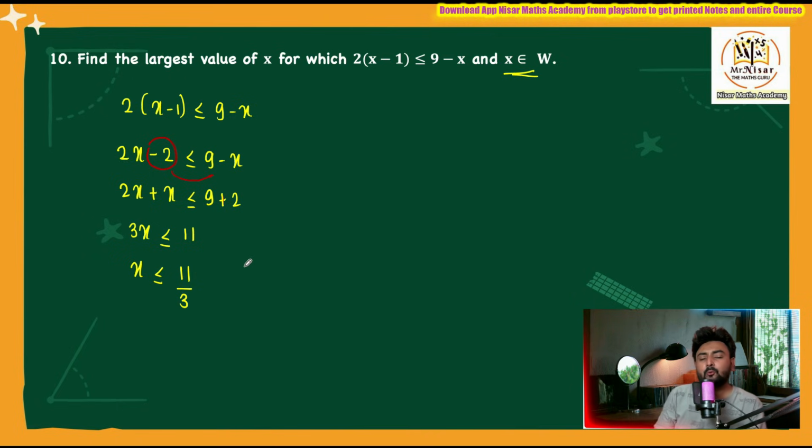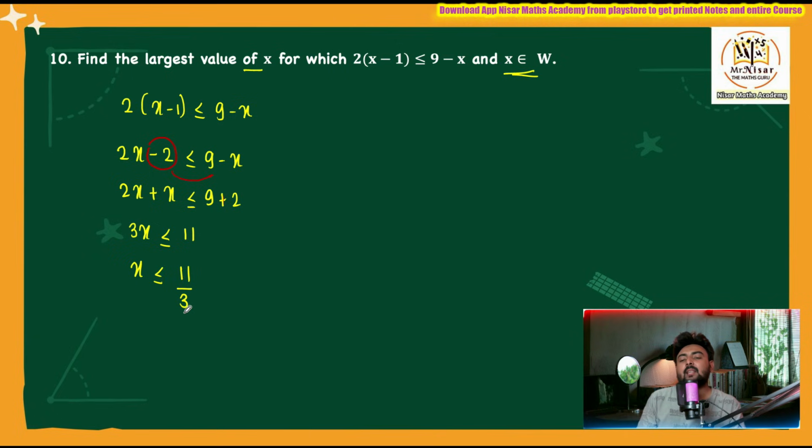So now, children, what we need to find is the largest value of x where x belongs to whole number. So I'll write the answer here. See, 11 by 3 means it's 3 point something. And here x is less than that. Now 3 point something, then 3, then 2, then 1. So here you need to find the largest value of x, and x belongs to whole number.